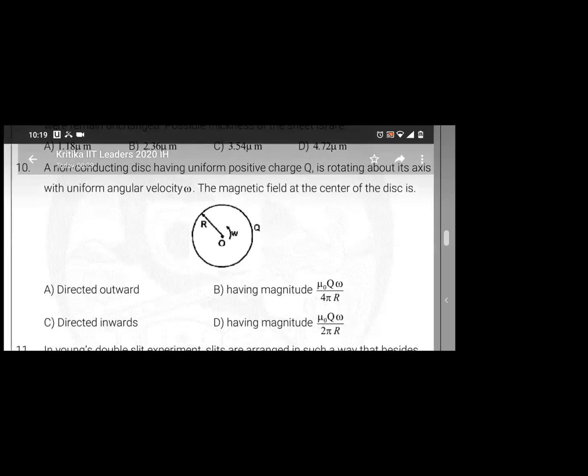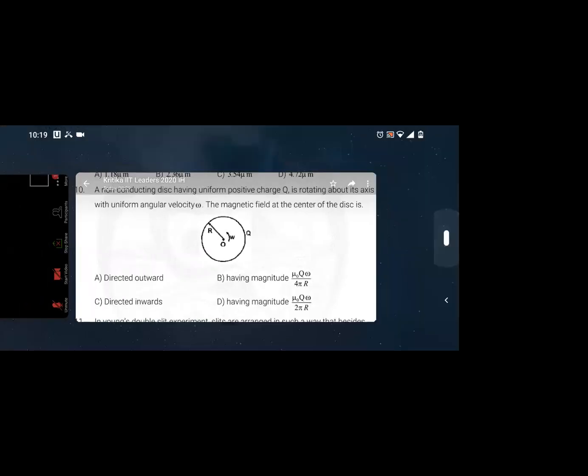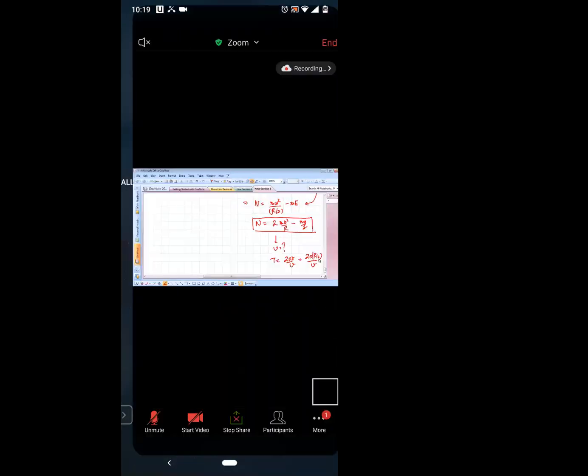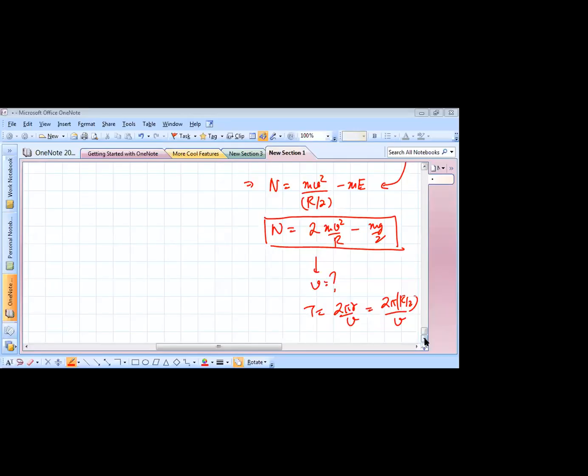Is it D? Okay people, let's work out the answer of this question. Or is it D? I'll just check it out. A and D. Straightforward. Okay.